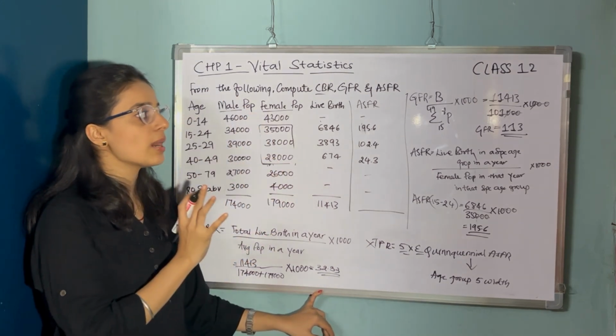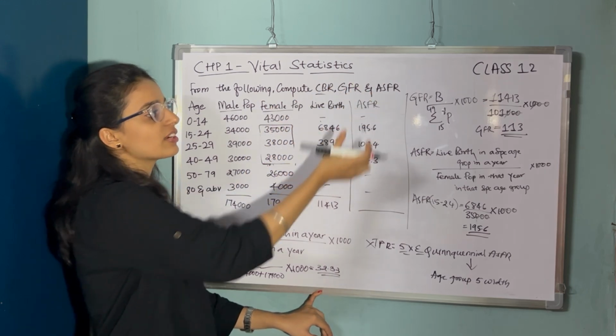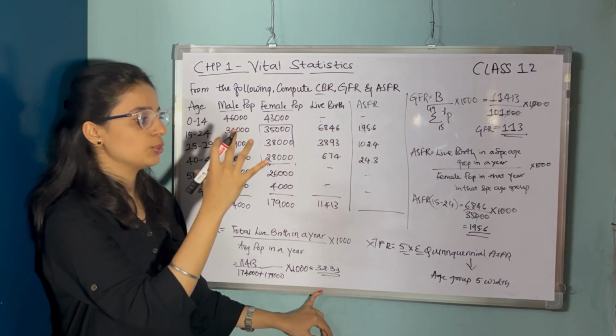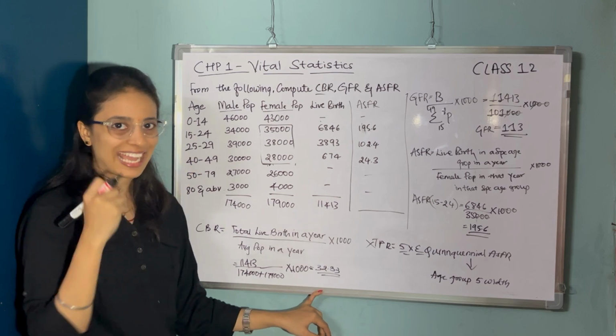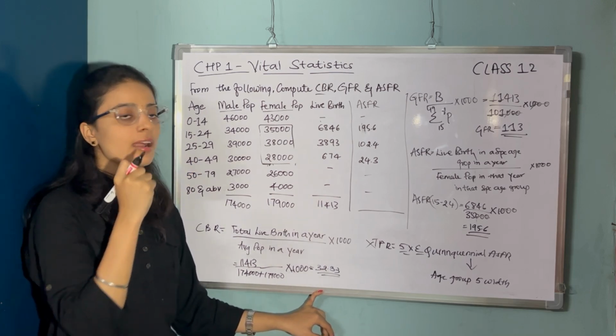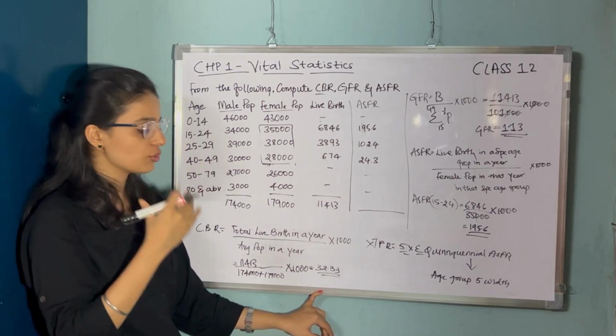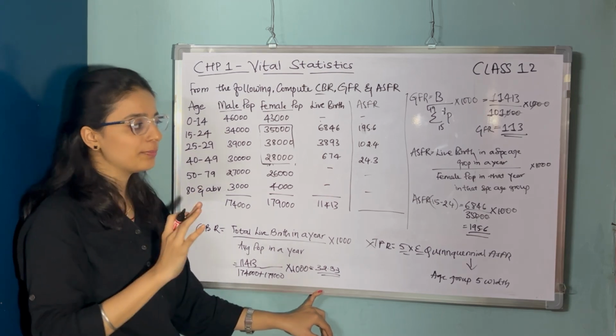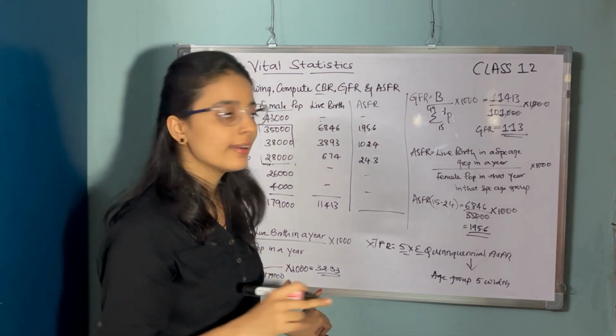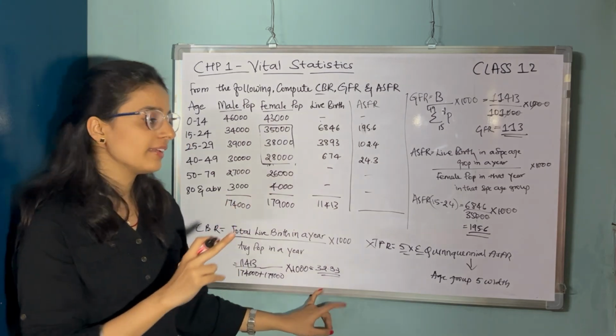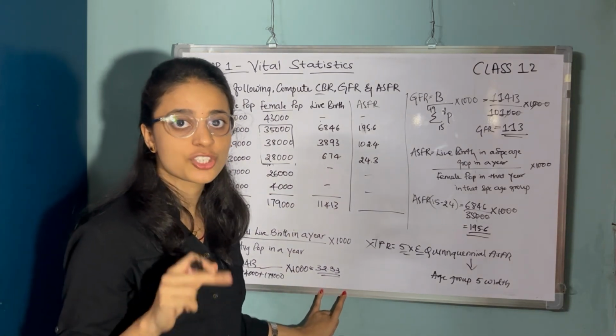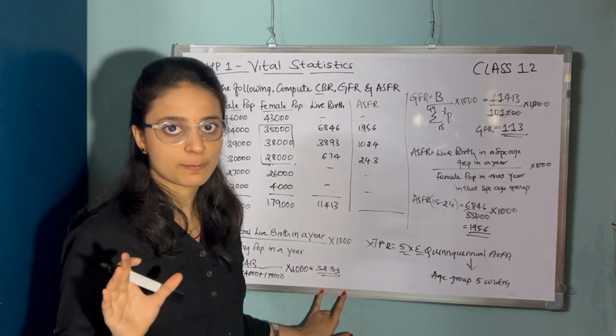So this was a sum which involved all the 3 fertility rates, and we looked into how we have to consider what aspect and which data for the calculation of each fertility rate. I hope this is clear. If you have any query related to these fertility rates, you can drop it in the comment section and I'll try to solve it as soon as possible.